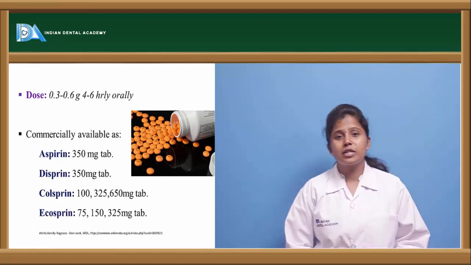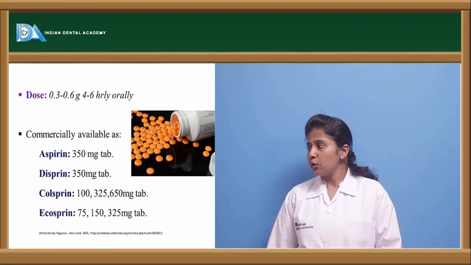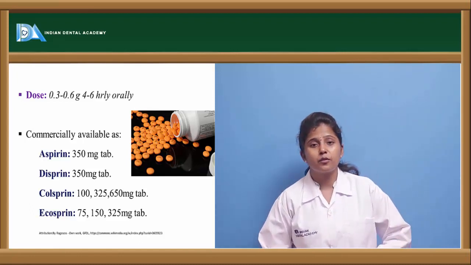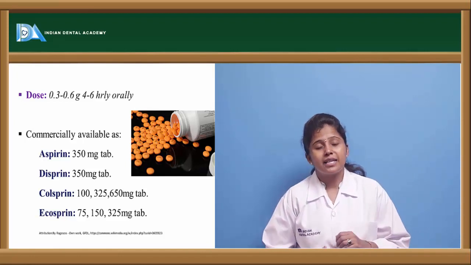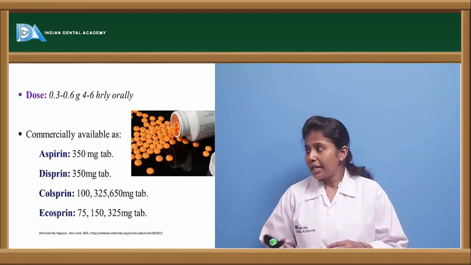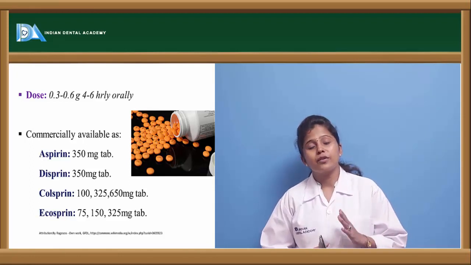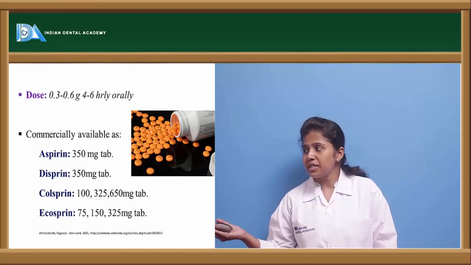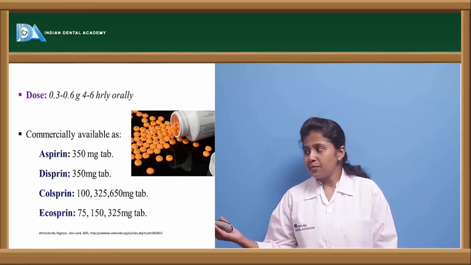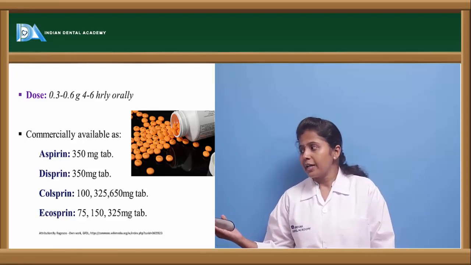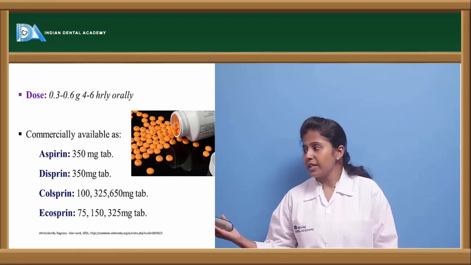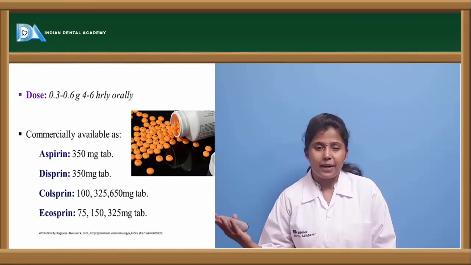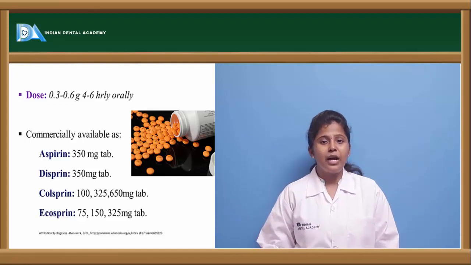The dose of aspirin is mostly recommended at about 0.3 to 0.6 grams every 4 to 6 hours, orally. Aspirin is mostly given in the form of tablets. The available preparations of aspirin are: the 350 mg tablet Disprin, Colsprin 100, 325 as well as 650 mg tablets, and Ecosprin 75, 150 and 325 mg tablets. These are all the marketed formulations of aspirin.